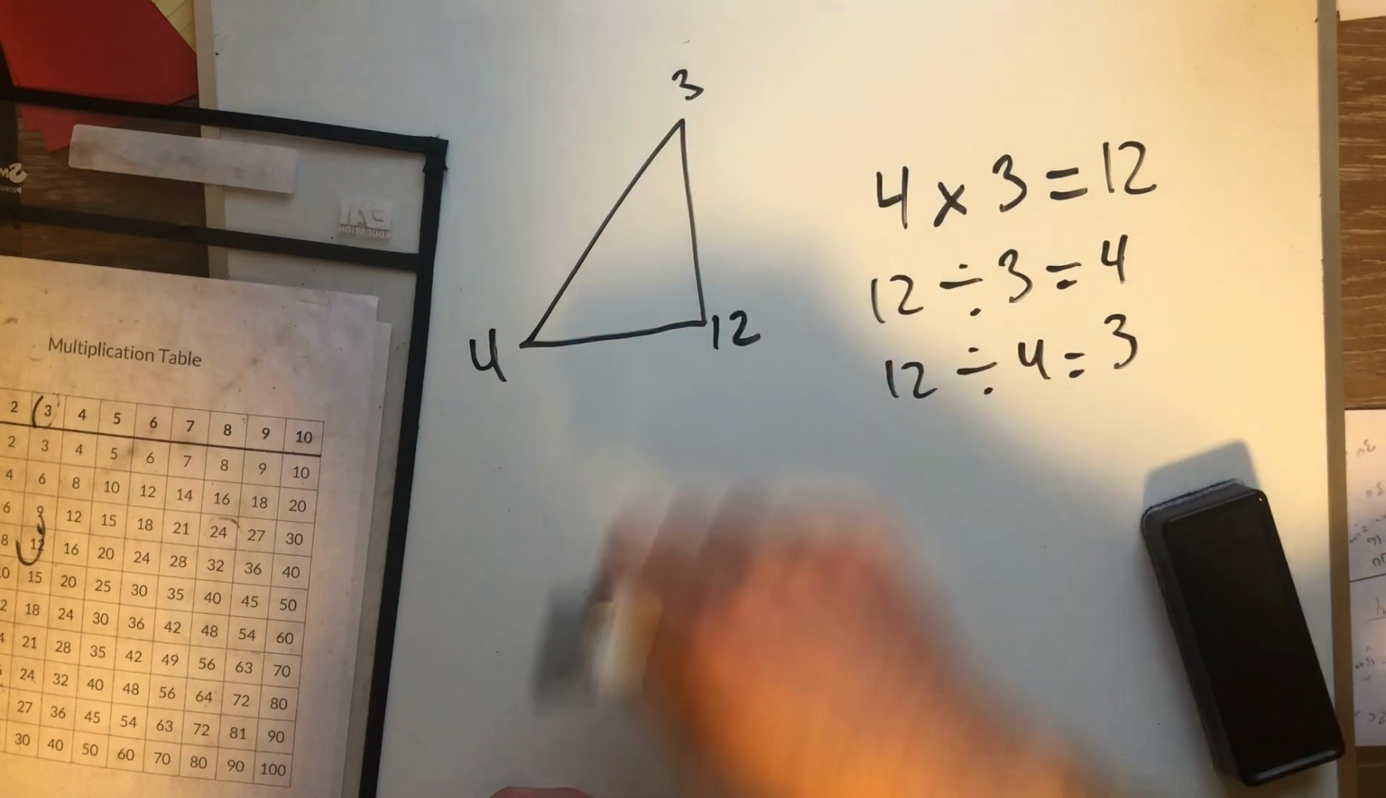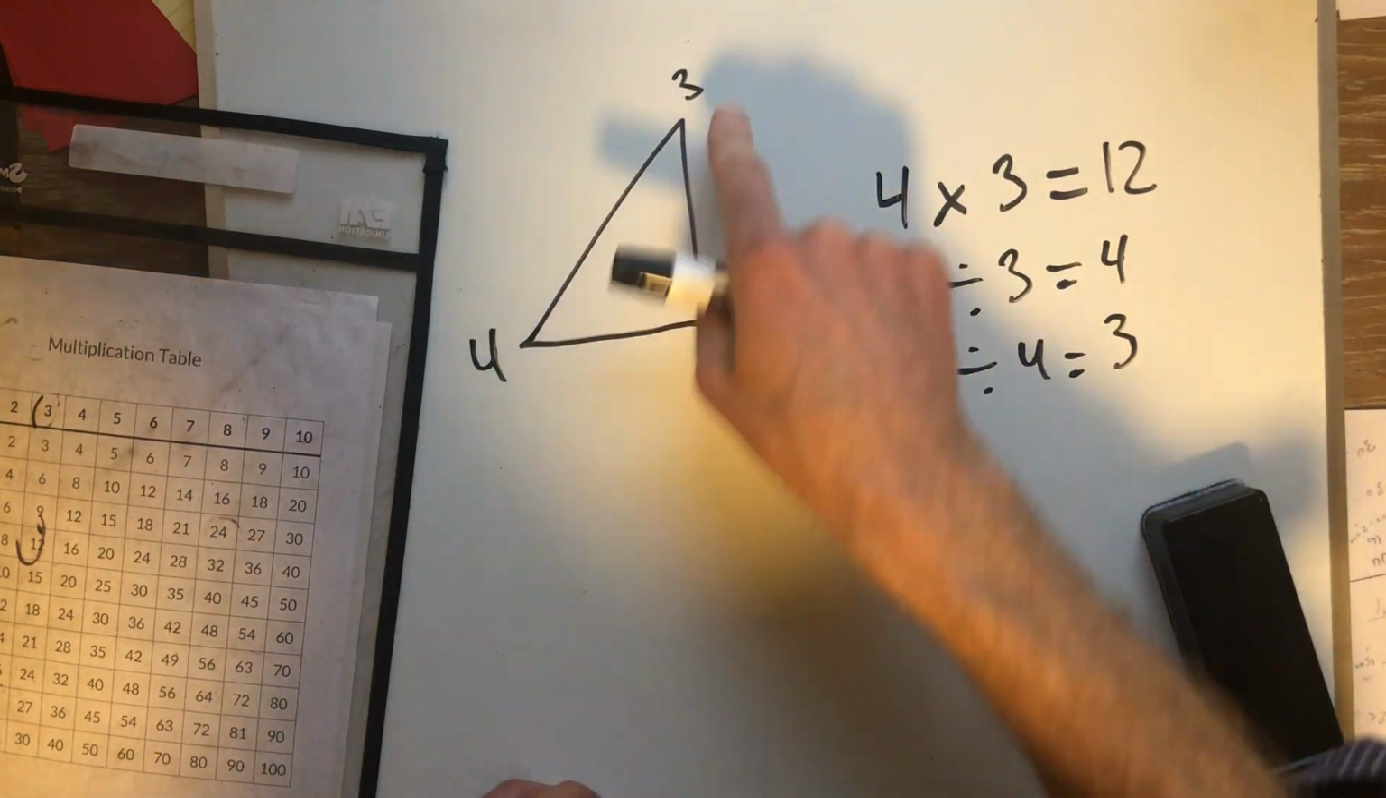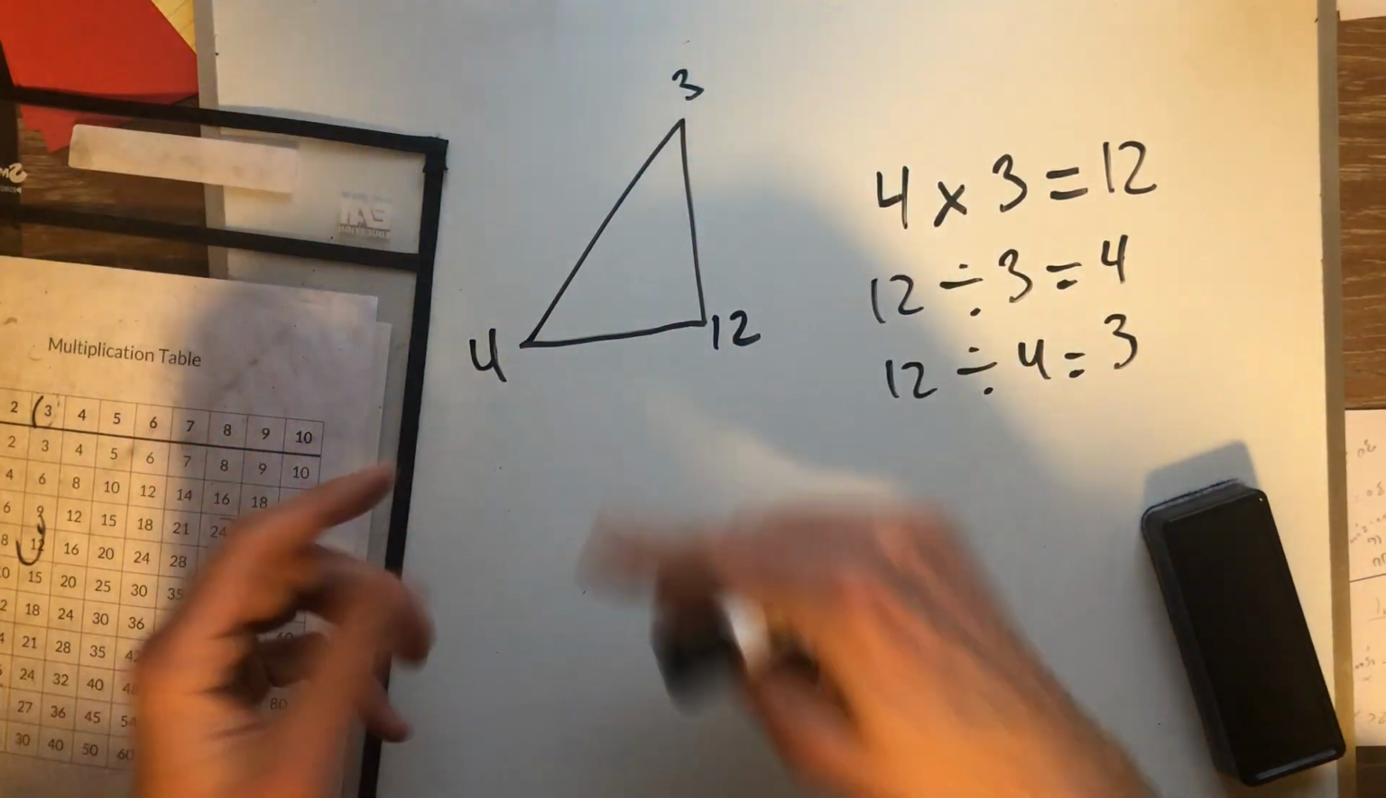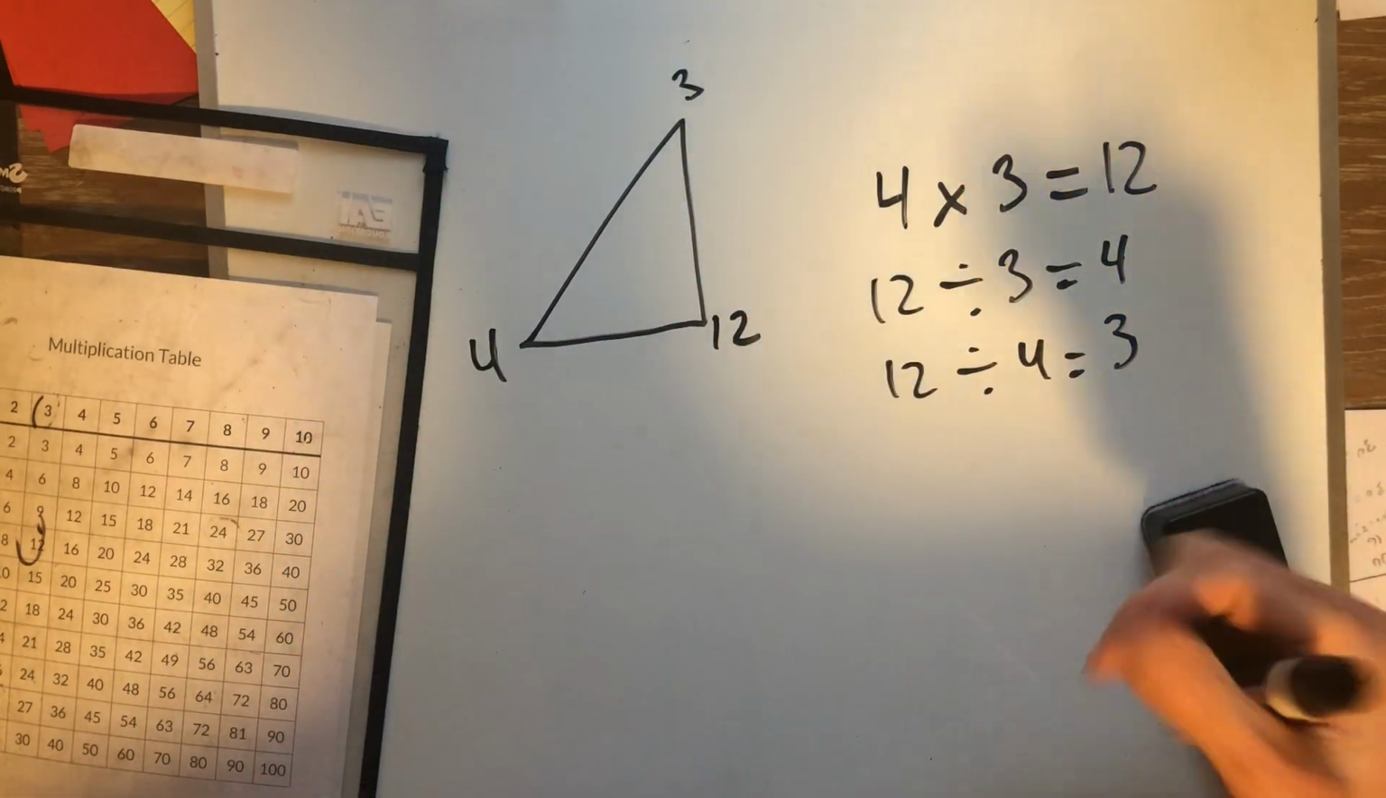4 times 3 is 12. 12 divided by 4 is 3. So it depends if you're starting with a big number or a small number, but it's the same numbers. They're just moving around. So let's look at a different number kind of like that.